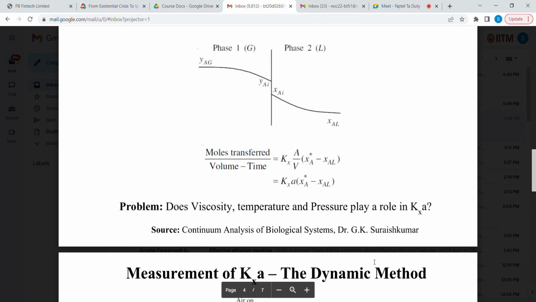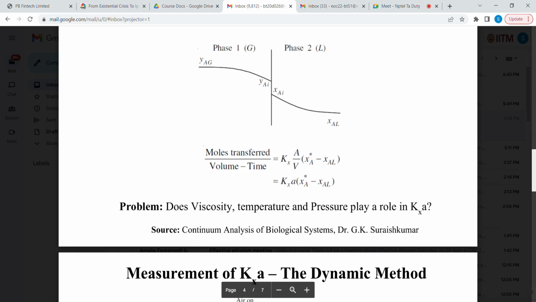If the liquid that is present in the bioreactor is highly viscous, first of all, the speed of the impeller will be lower. That is one. And the second thing is the stationary liquid film around the gas liquid interface that we talked about. Now even the bulk liquid will be relatively much more stationary, because that is the concept of viscosity.